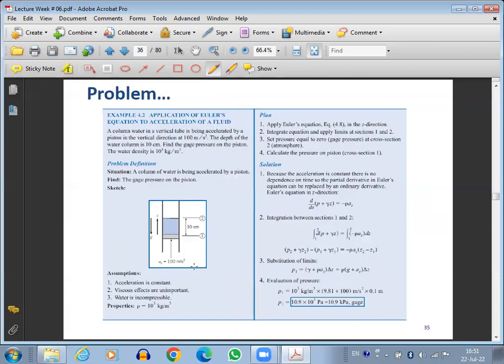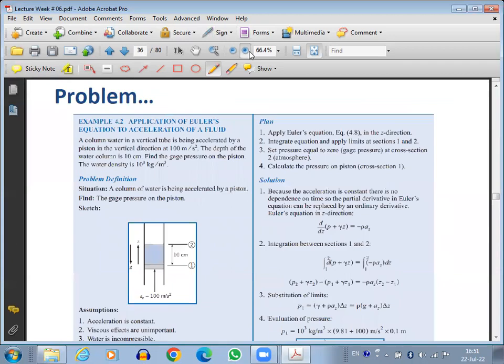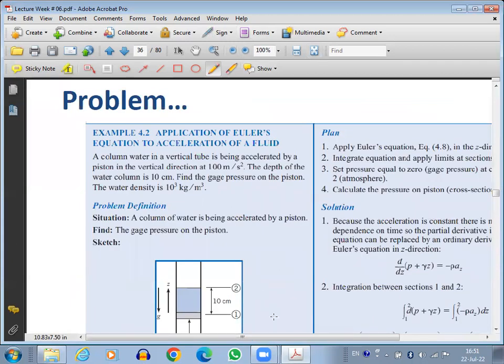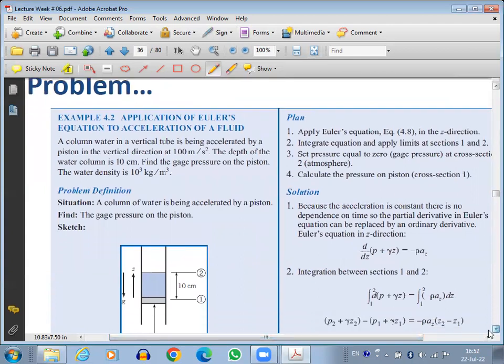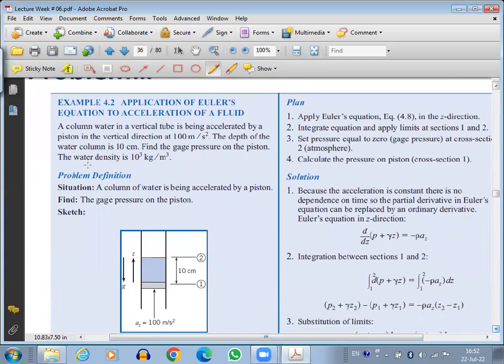Okay, so now let's move towards a numerical and solve a problem. A column of water in a vertical tube is being accelerated by a piston in the vertical direction at 100 meters per second squared. The depth of the water column is 10 centimeters. Find the gauge pressure on the piston. The water density is 1000 kg per meter cubed.